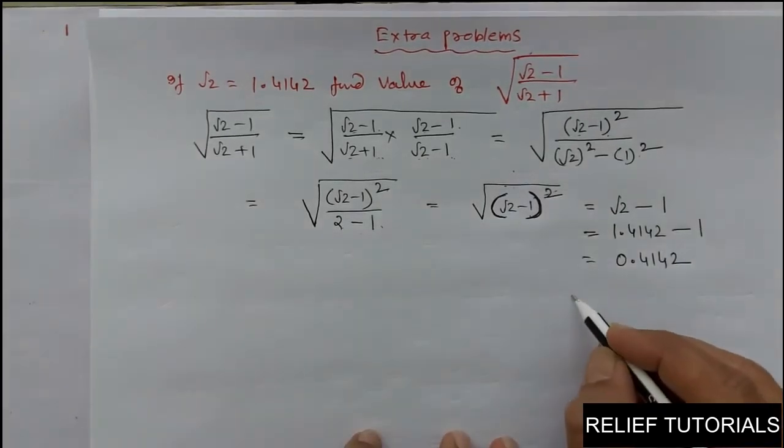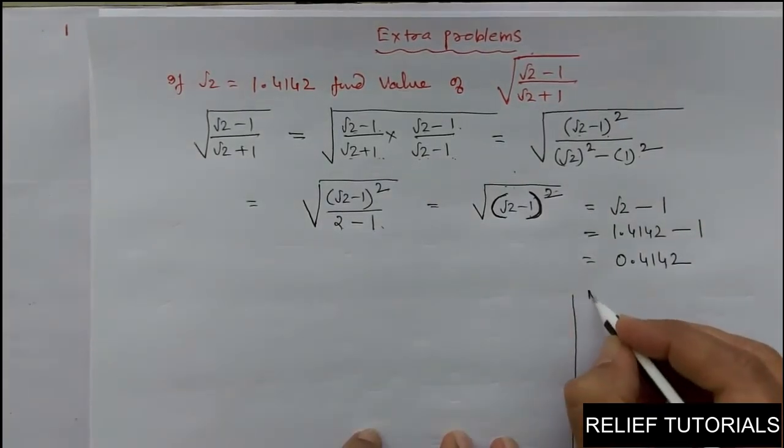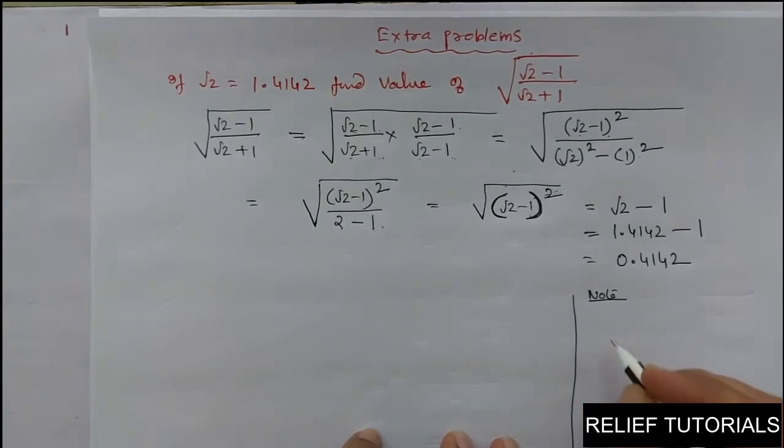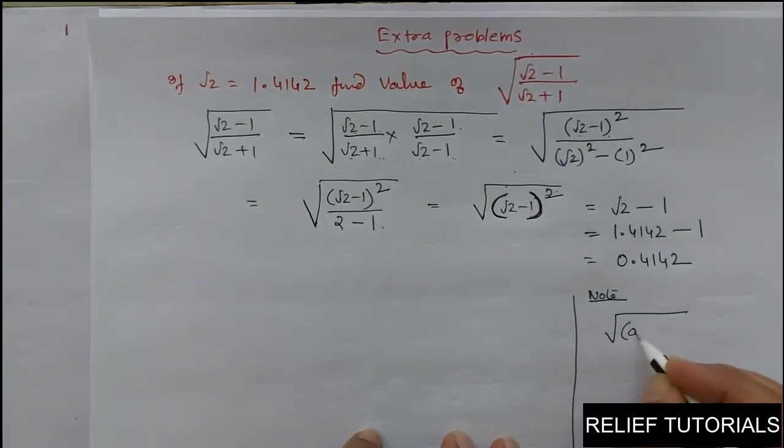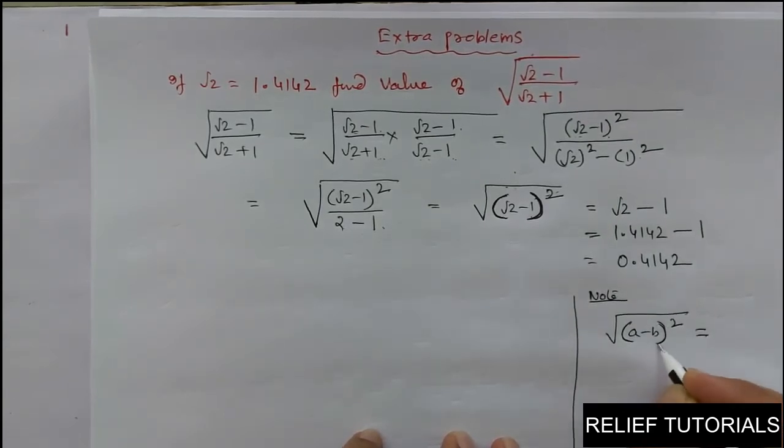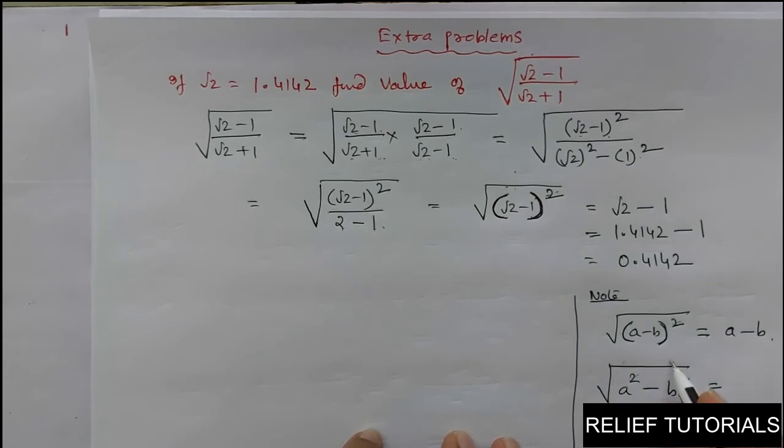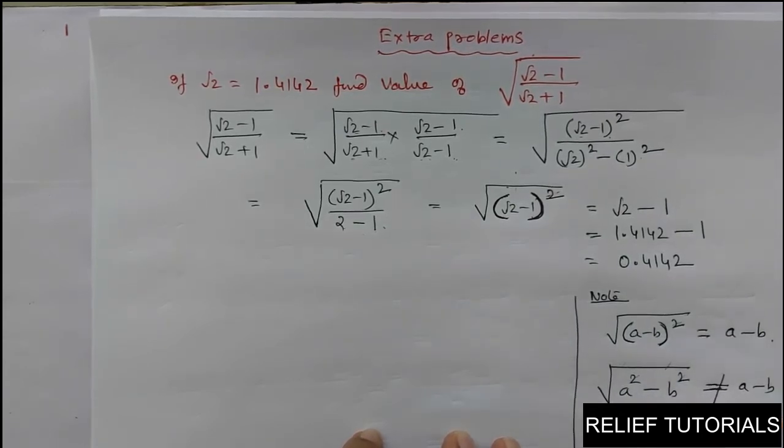See, here one thing you have to remember. I am writing a note. This is the note. See, root of a minus b the whole square: here there is a whole square, so this root and this square will get cancelled. The answer will be a minus b. But if this is the case, root of a square minus b square, then you cannot cancel this square and this root. That you cannot cancel. So this is not equal to a minus b.